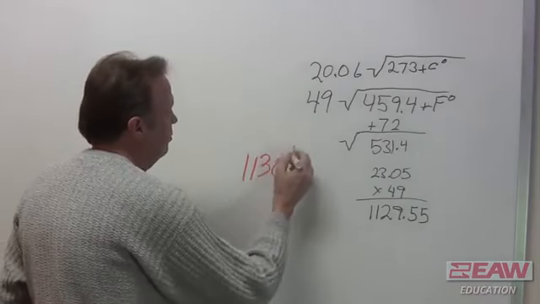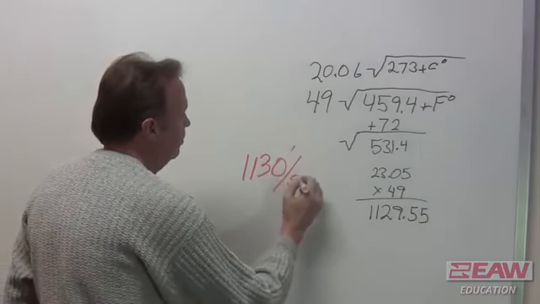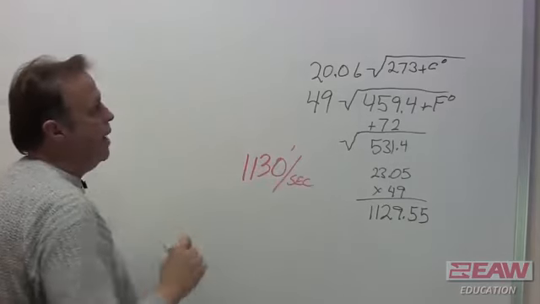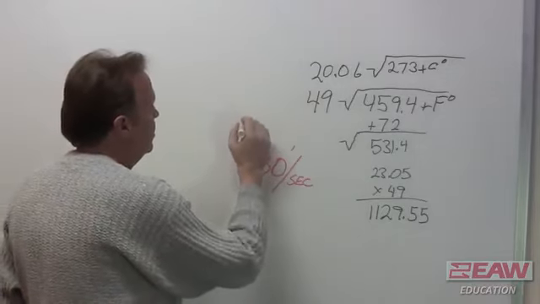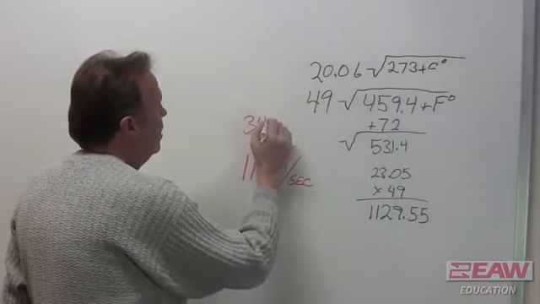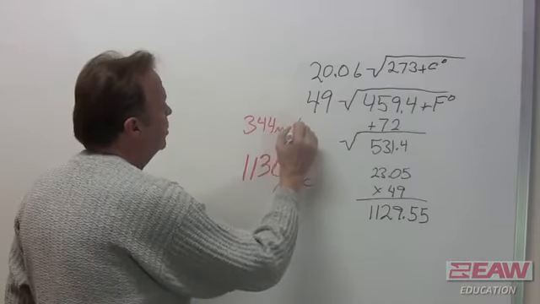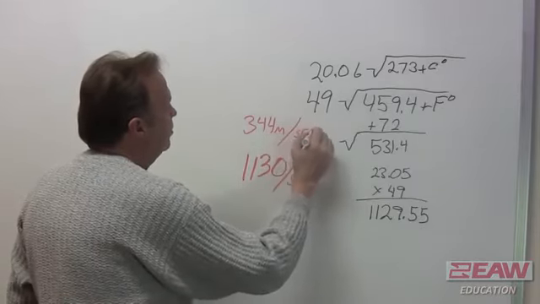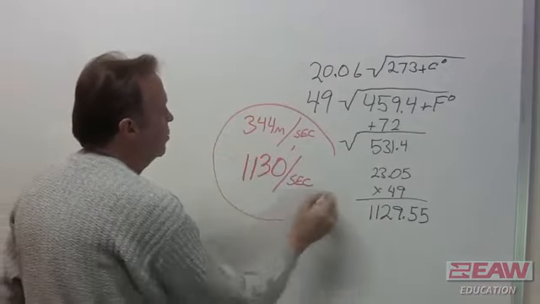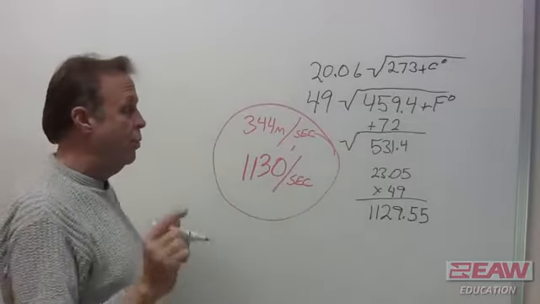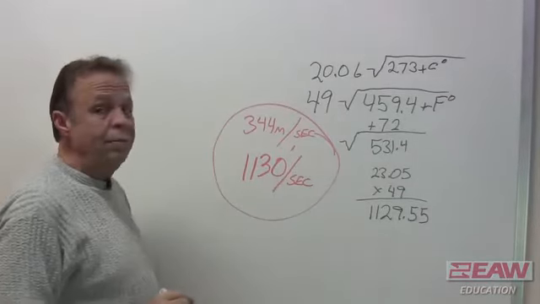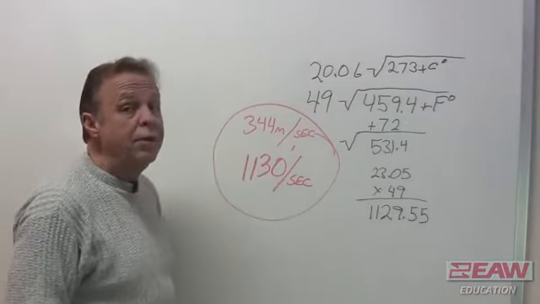So in round numbers, the speed of sound at 72 degrees Fahrenheit is about 1,130 feet per second. If we run the metric formula, we would find that that is about 344 meters per second. Now these are real good numbers to remember going forward: 1,130 feet per second, 344 meters per second.